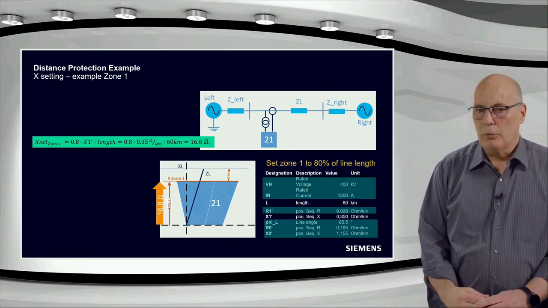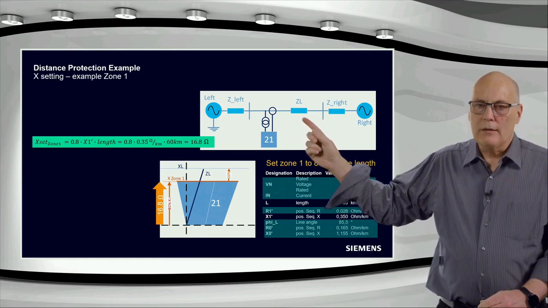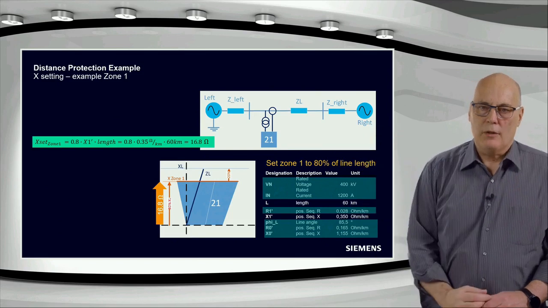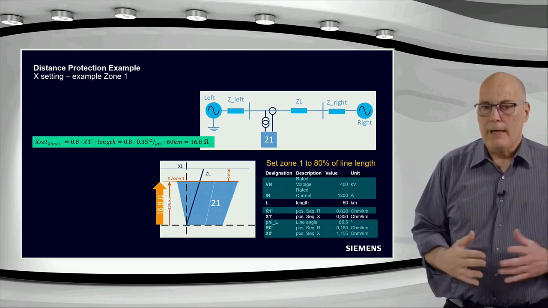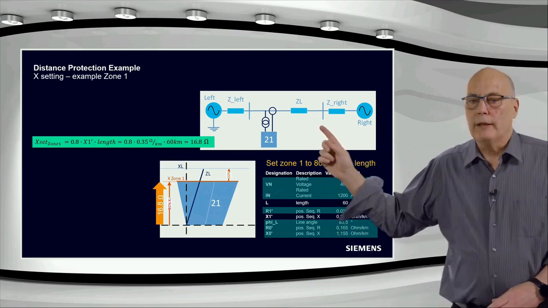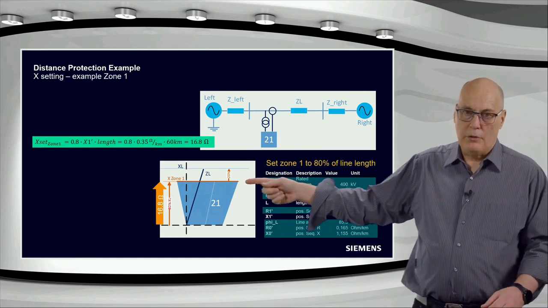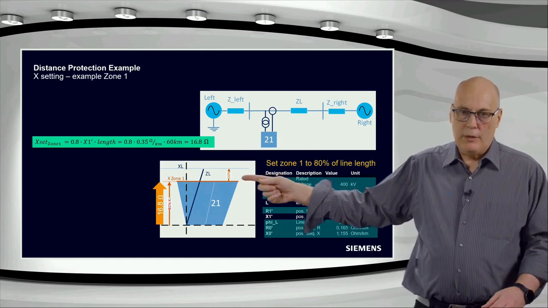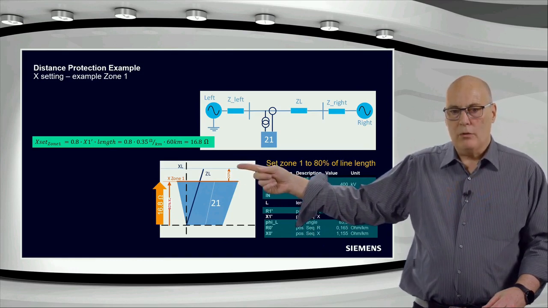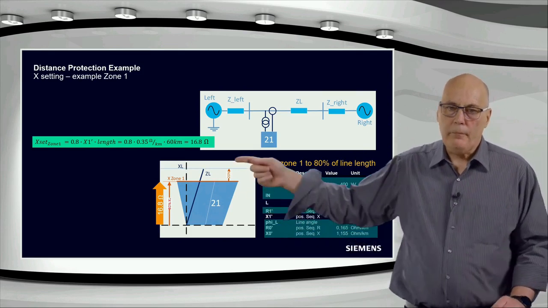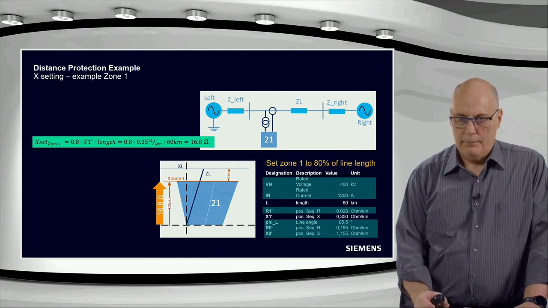That's why I only set to 0.8, not to 0.9 or 0.99, to make sure that the zone 1 never overreaches. That was our discussion during the first training session when we said the zone 1 is an underreaching zone and may under no circumstances trip for an external fault. And that 20% safety margin is what we use for that purpose. You can see here the remote bus bar, and then we set 20% short of that, and that makes sure that we will never see an external fault in the zone 1. That is our grading here, and calculate it like that quite simply.